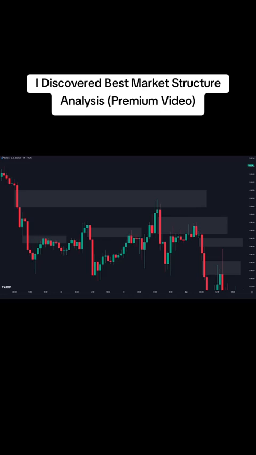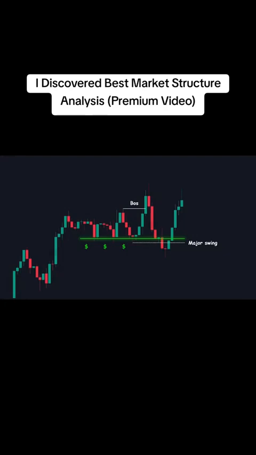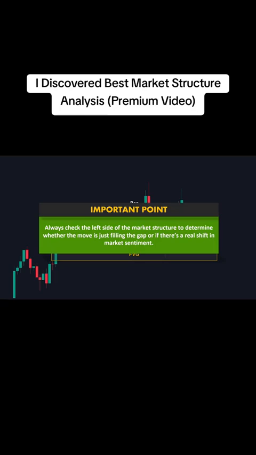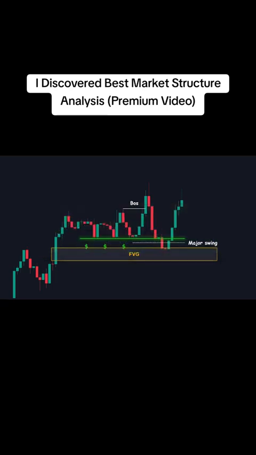With that said, let me show you how the mitigation of a fair value gap area can violate a change of character. If we return to the previous example and look at the left-hand side, you can see that there is an unmitigated fair value gap exactly below the major swing. In cases like this, the price usually pulls back to the fair value gap zone to regain balance, which does not indicate a true reversal. It's important to check the left side of the market structure to determine whether the move is just filling the gap or if there's a real shift in market sentiment. This helps avoid false signals and ensures you're trading in alignment with the broader market direction.